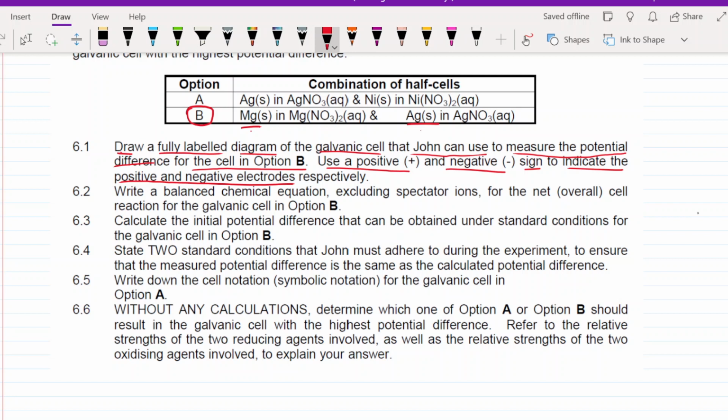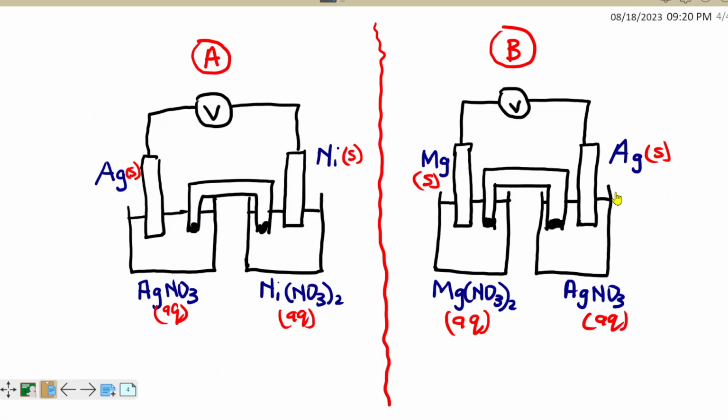So we have to go back now to this. I've already drawn the electrode in option B, but now the challenge is I did not indicate whether the magnesium is positive or negative or the silver is positive or negative. So we need now to indicate which one is positive, which one is negative, the electrodes now. So how are we going to do that?